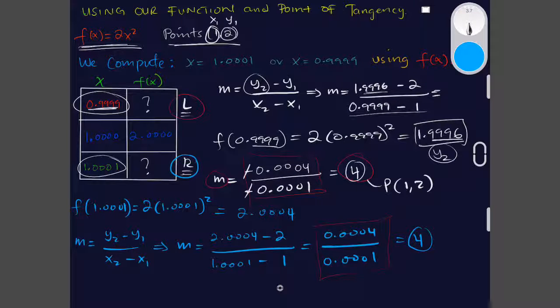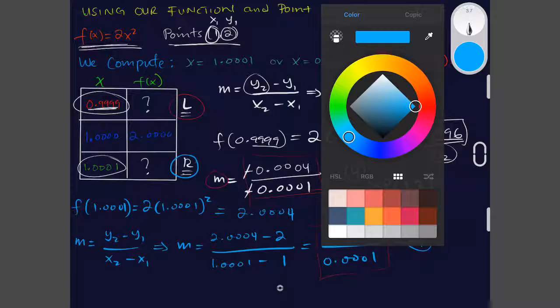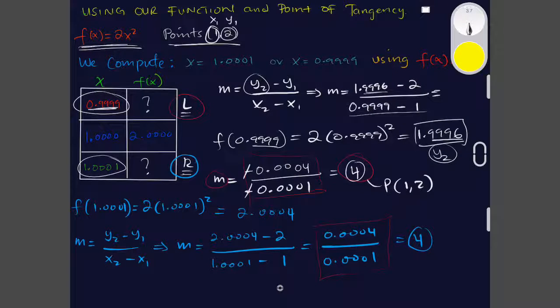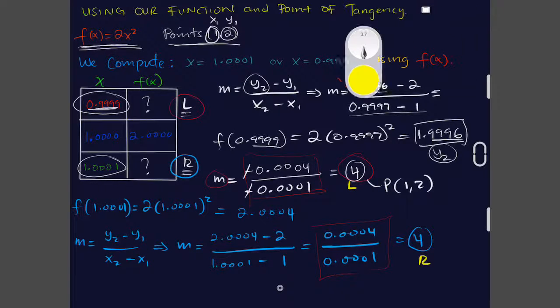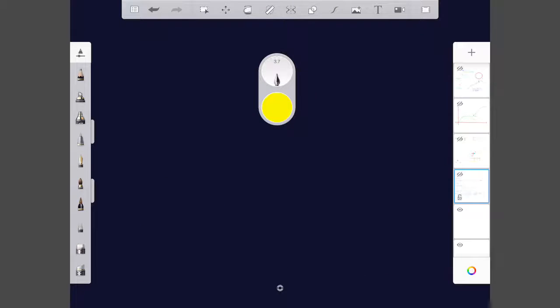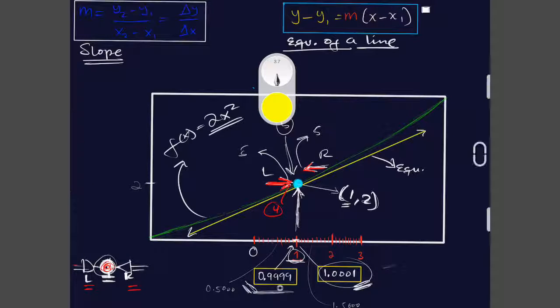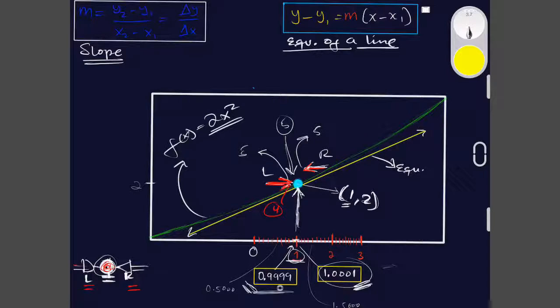So we see that if we're approaching our point from the left and from the right, we seem to be approaching the same slope from both sides. This tells us that the slope at our point must also be the same value as those two that we're approaching from both sides. So since this is also 4, the slope here must be 4. If this is 4 and this is 4, this must be 4 also.